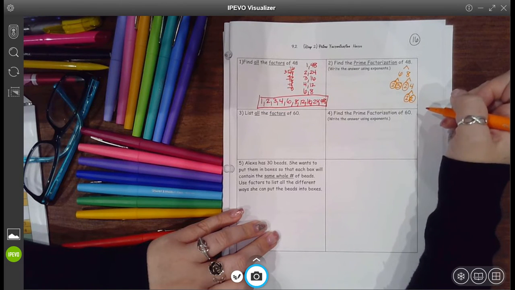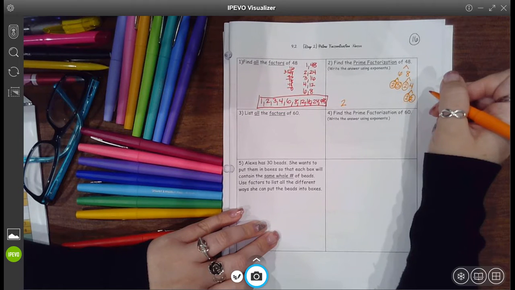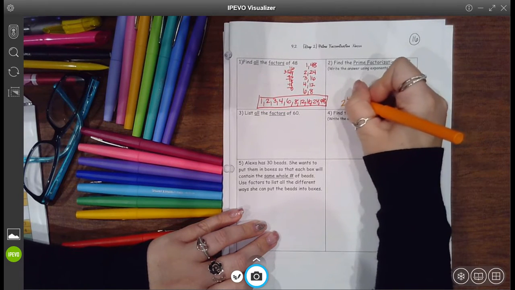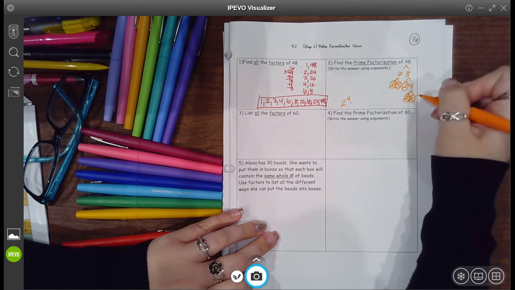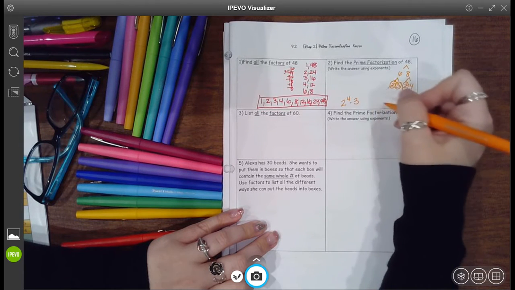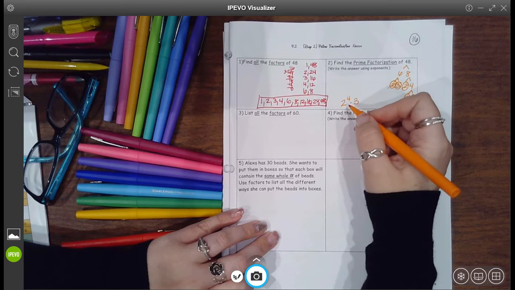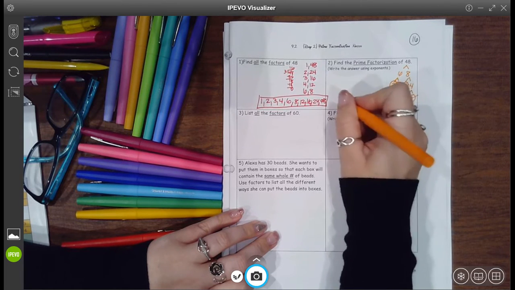So I list the smallest base to the biggest base. So my smallest base is 2, and I'm going to use exponents to represent how many 2s do you see? 1, 2, 3, 4 2s. And then if you want, you can cross them off to make sure you have them all. And then you also see a 3. So 2 to the 4th times 3. If you want to be safe, you could always multiply this out. 2 times 2 times 2 times 2 times 3, and you should get the same number you started with.